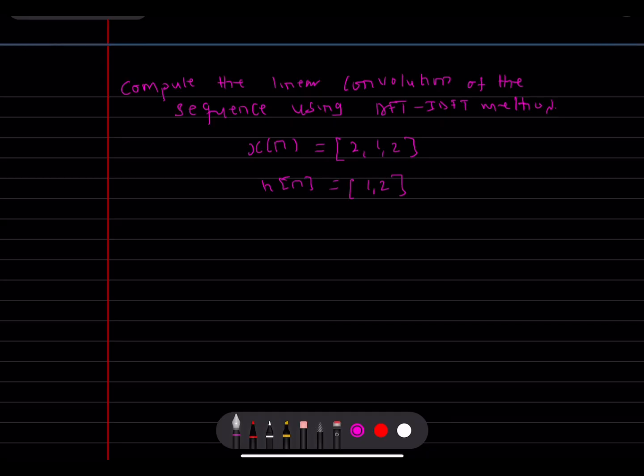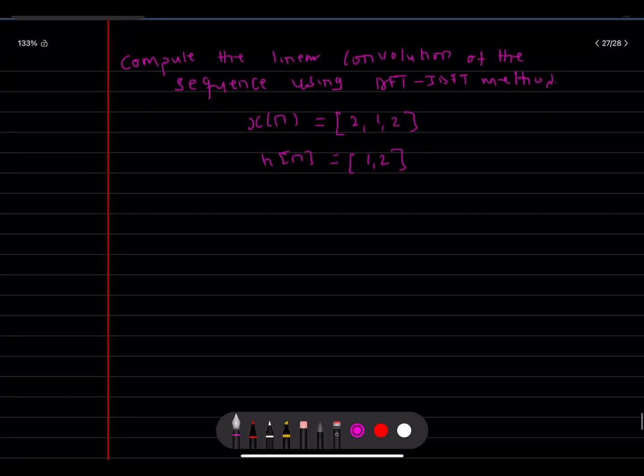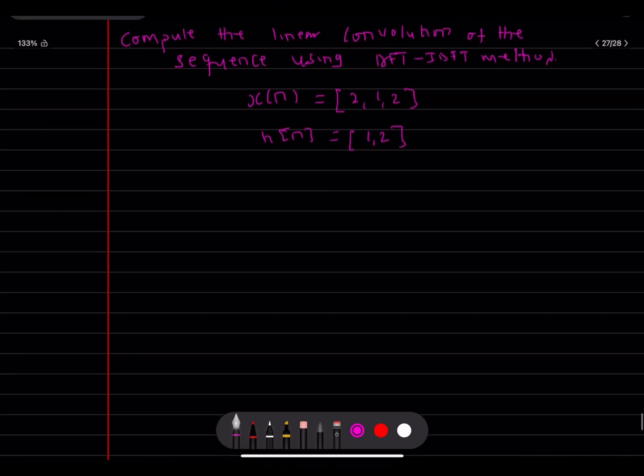You are welcome to today's tutorial. Today we are going to talk about how we can compute a linear convolution of a sequence using the DFT-IDFT method. Let's focus on today's tutorial on linear convolution. As I said, for linear convolution, you need to do zero padding to the necessary length if needed.